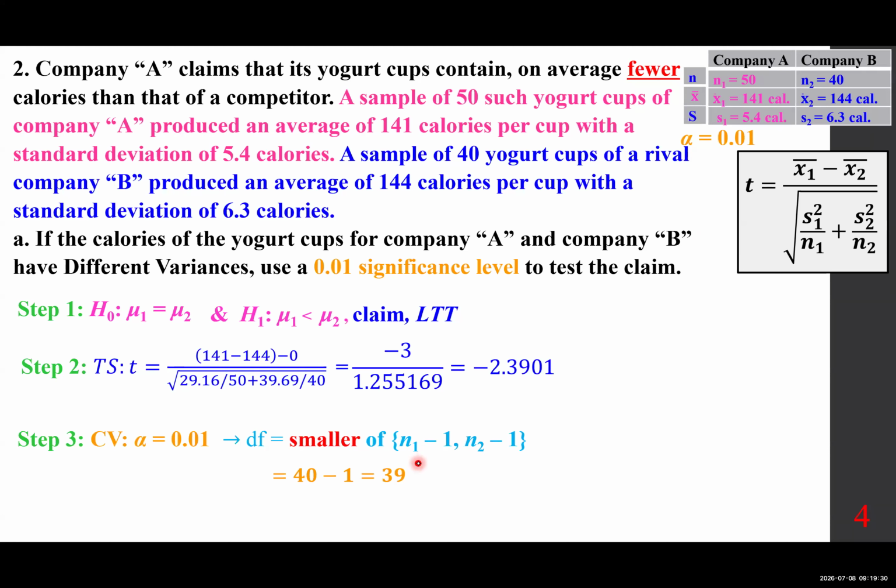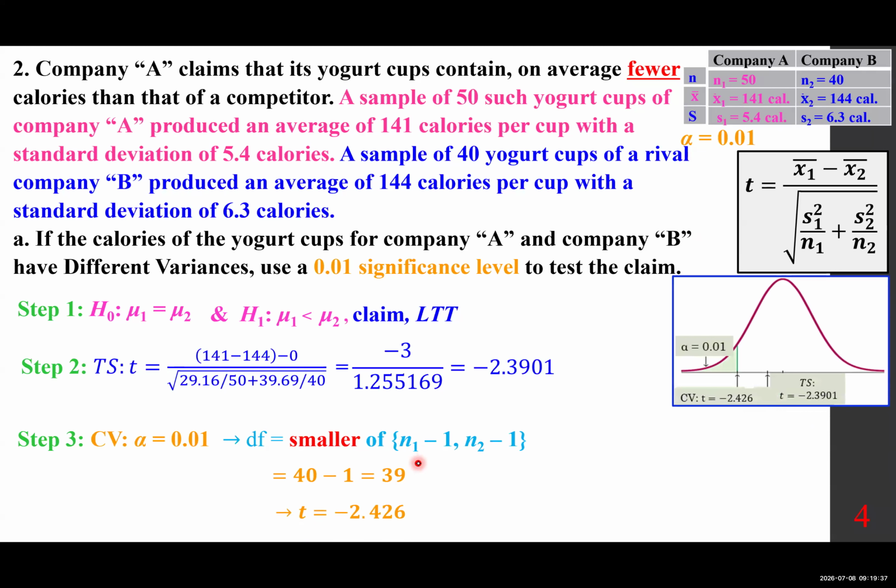And using the table, this is the left tail test. We get negative 2.426. I'm assuming by now everybody knows how to read the table. So we do the drawing. Alpha is 0.01. The critical value is negative 2.426. And the test statistic is way into the non-rejection region. So when you compare that, this is in the non-rejection region, then the decision is fail to reject H0, or don't reject H0.